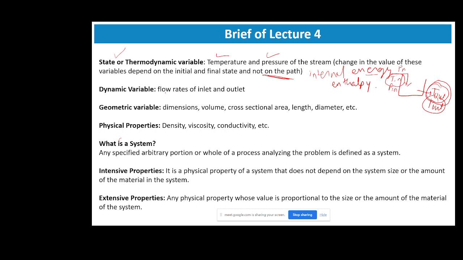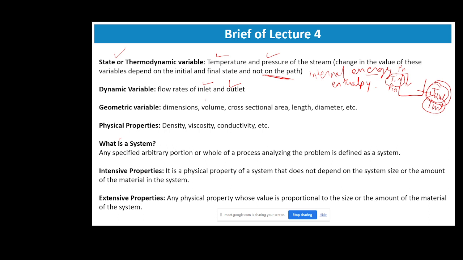Now there are some other variables known as dynamic variables. The values of these dynamic variables change, or we can manipulate them. An example of these variables is the inlet and outlet flow rate. This is just one example. Apart from that, there can be geometric variables also.